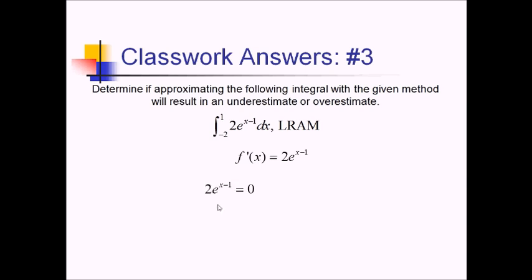There is no way to zero out an exponential function, so there are no critical values here, which means that whatever we test really anywhere is going to speak for all the possible x values in terms of increasing or decreasing. So I'm just going to plug in 0. That's a pretty easy number. If I plug 0 in here, this has to come out positive. E to the whatever always comes out positive as long as there's no negative out in front. Since that's greater than 0 and we have LRAM on what is shown to be an increasing function here, LRAM is going to underestimate on an increasing function.